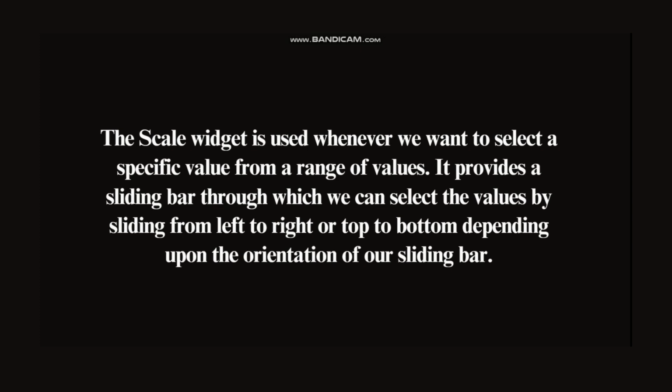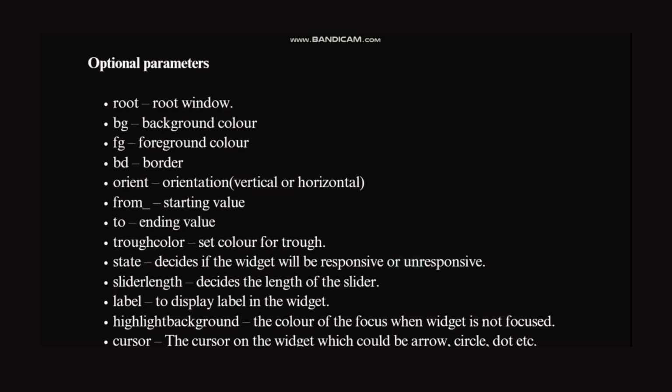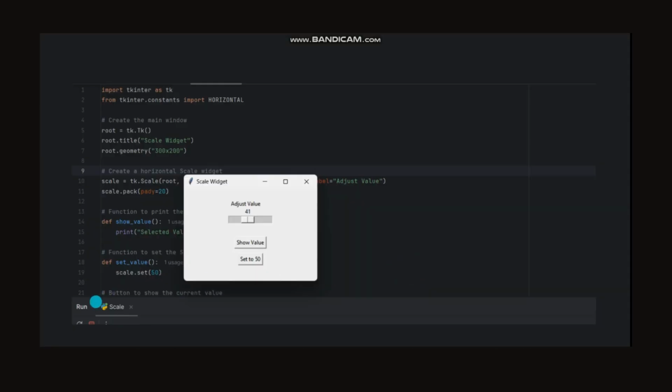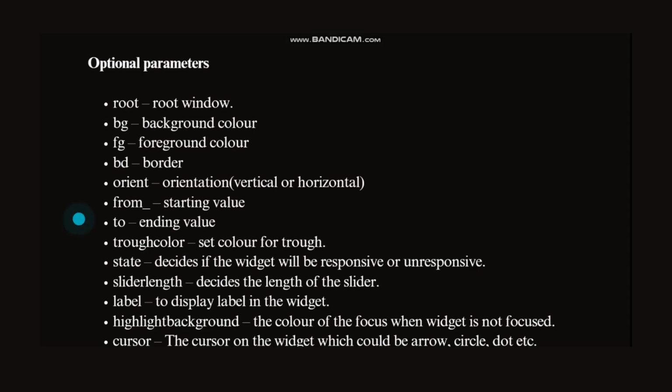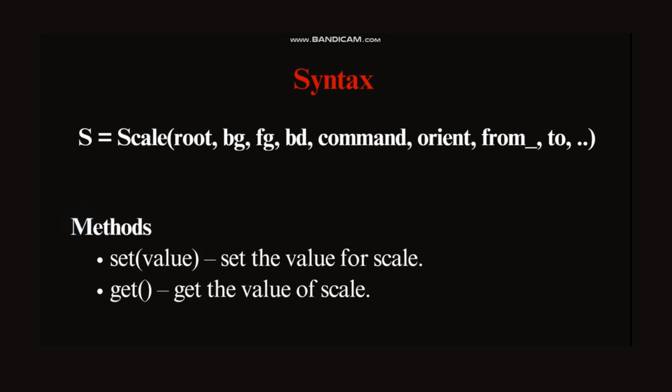Basically, the scale widget allows users to adjust values by dragging a slider, making it perfect for tasks like setting volume, brightness, or any variable input from the user within a range. The aim is that by the end of this video, you will be ready to add adjustable controls to your Python GUIs.